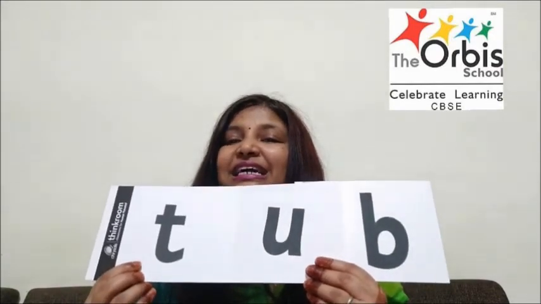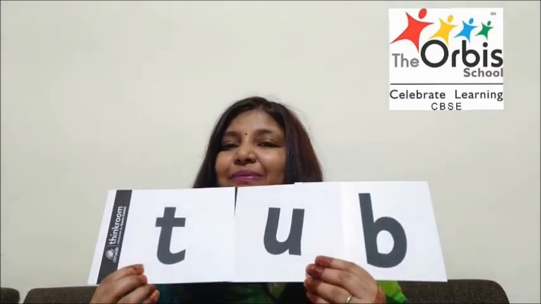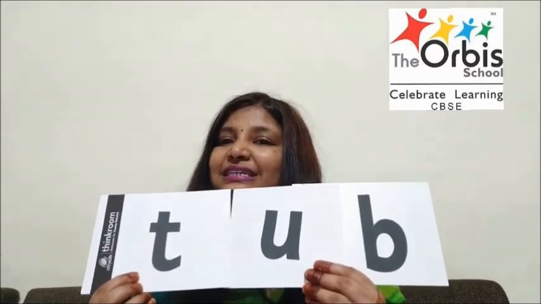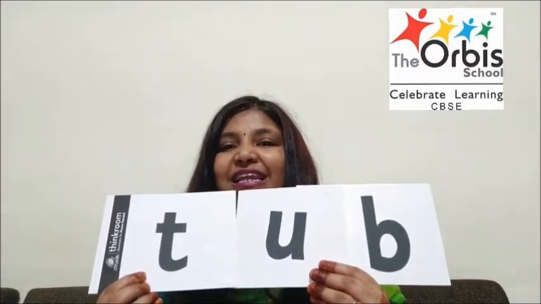Then the last one. T, ab, tub. T, ab, tub. So the words we have seen. Now what we are going to do? See the meaning of those words and how they are going to be used in a sentence.